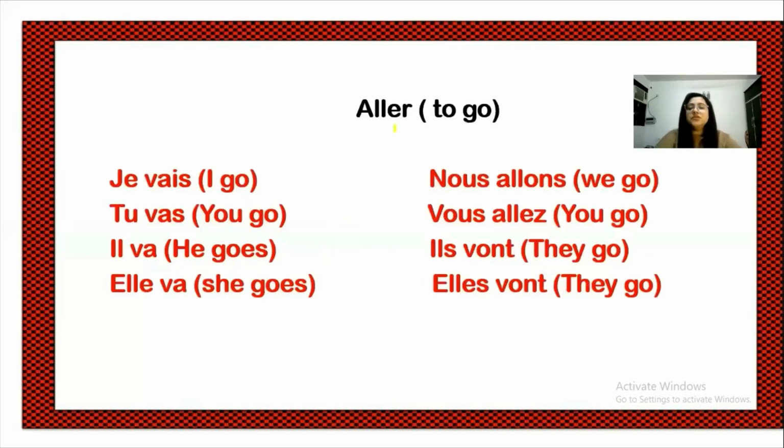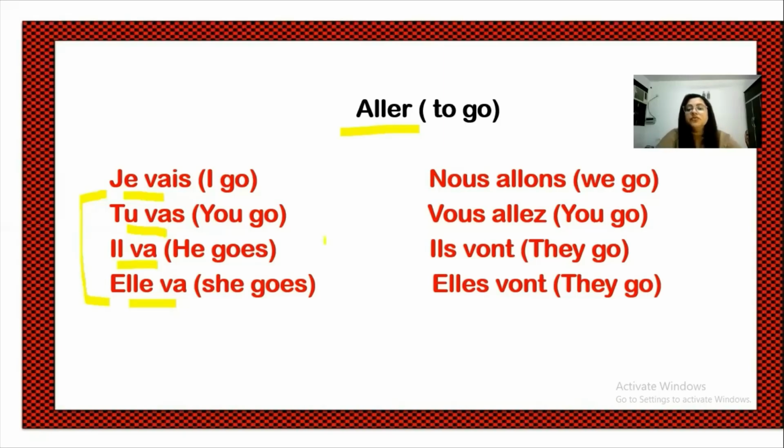Okay. So the verb is le verbe aller, which means to go, aller. And how do we do the conjugation? Je vais. Tu vas. Il va. Elle va. So basically, the pronunciation of the conjugation of the verb aller with tu, il, and elle is going to be the same. Tu vas, il va, elle va.